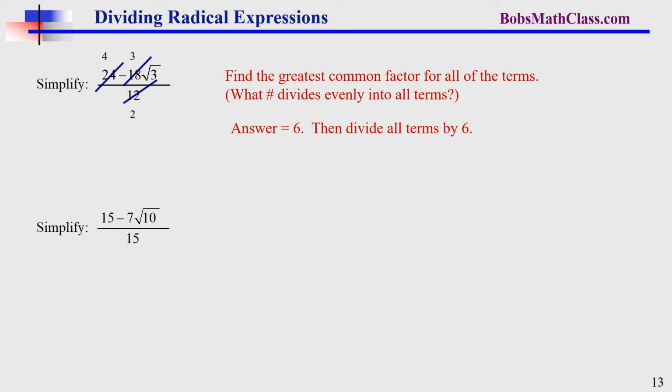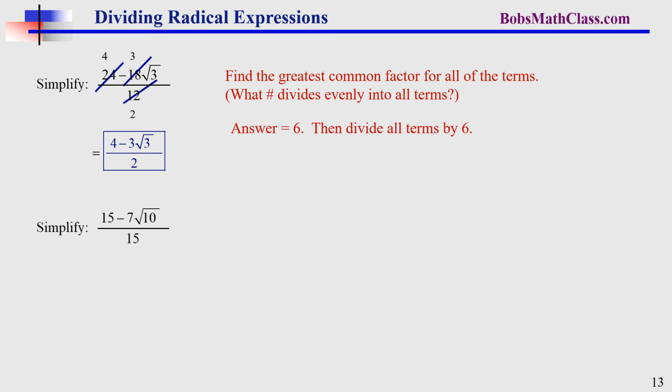Six goes into 24 4 times. 6 goes into 18 3 times. 6 goes into 12 twice. So our answer is 4 minus 3 square root 3 all over 2.